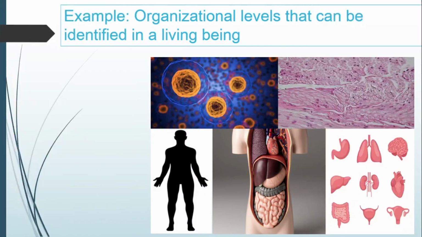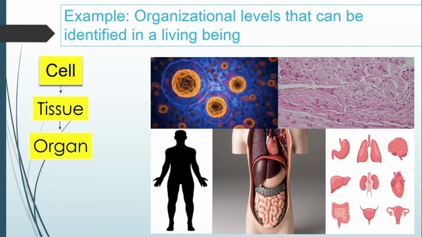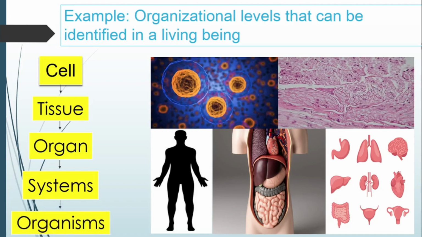Now let's look at the organizational levels that can be identified in a living being. Now I'm just going to give you an example. We all know that the smallest structural and functional unit of a living condition is the cell. So a group of cells modified to perform a specific function is called a tissue. And also a collection of tissues forms an organ. And also a collection of organs forms a system. And also a collection of systems forms an organism.